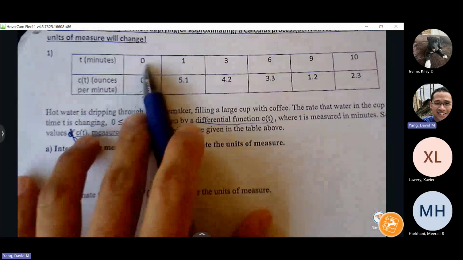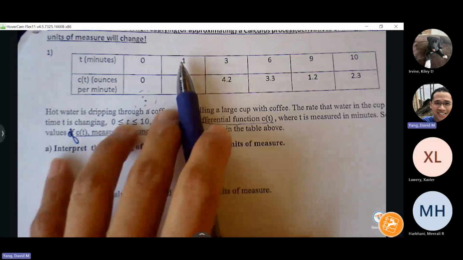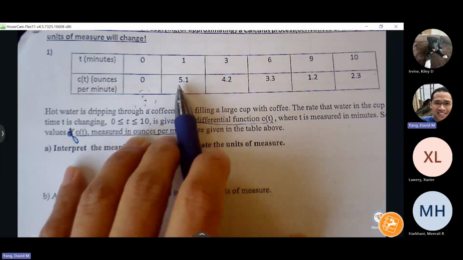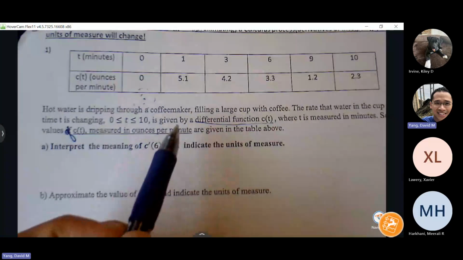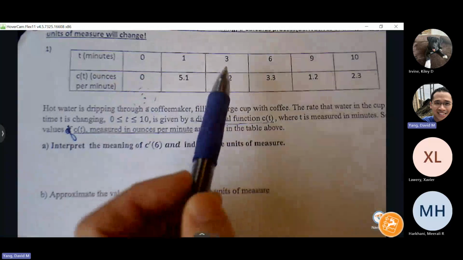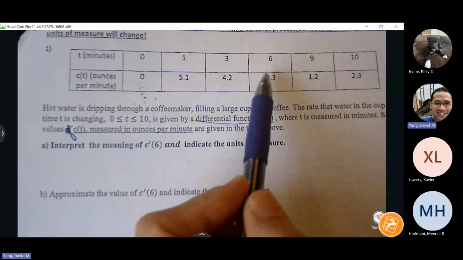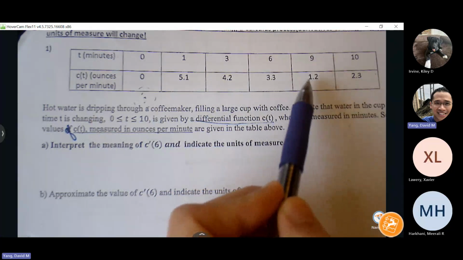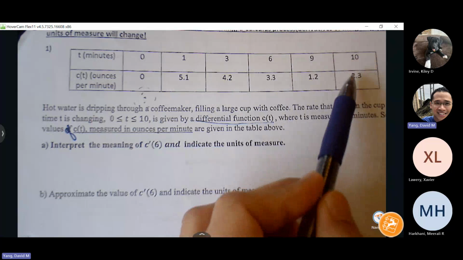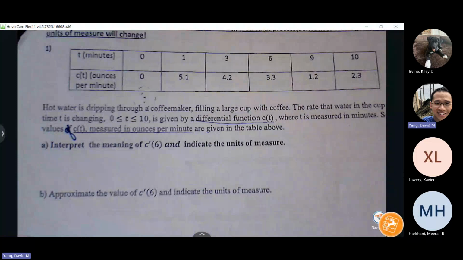So let me talk about what this means here. At 0 minutes, no water has been added yet. At 1 minute, we have 5.1 ounces per minute going through the coffee maker. At 3 minutes, it's slowing down a bit, but it's still 4.2 ounces per minute. 6 minutes in, it's still decreasing. And then by 9 minutes, it's almost like a drip, just 1.2 ounces per minute. And then at 10 minutes, 2.3 ounces per minute. So these are all rates. This tells us how fast water is being added at these specific time values.